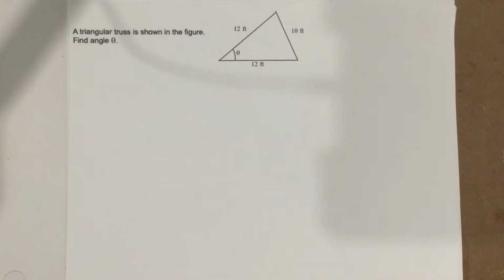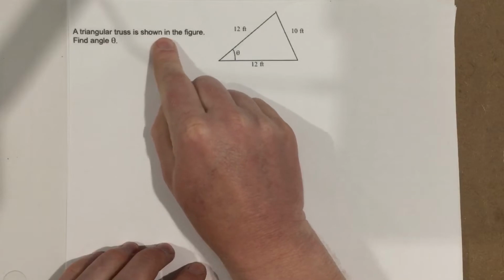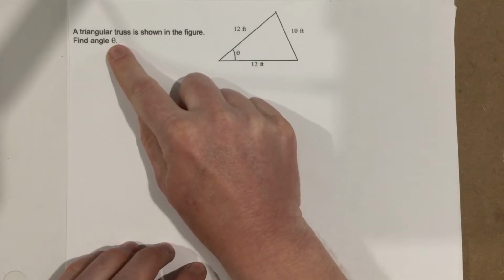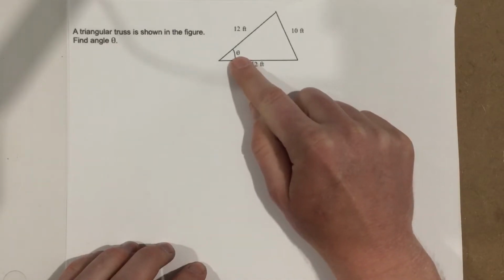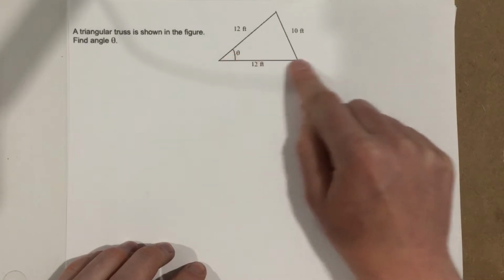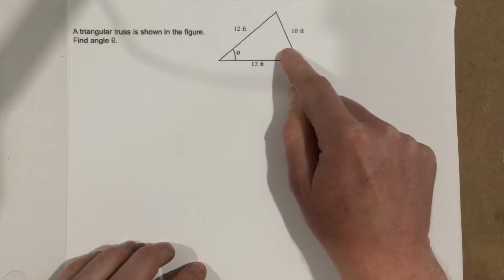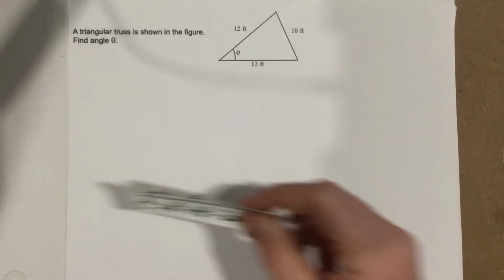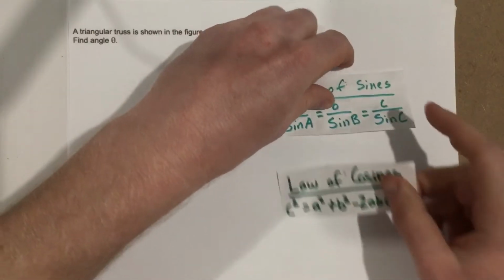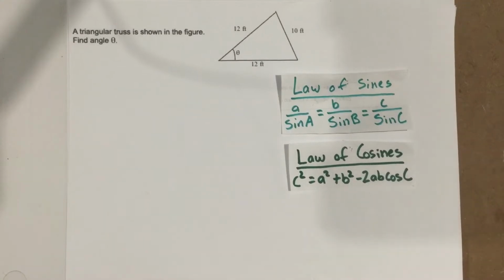This is problem number 3 for assessment number 8. It says a triangular truss is shown in the figure. Find angle theta. Well, in this problem, you can see we are given 3 side lengths and no angles. So our choices are law of sines and law of cosines. If they want us to find theta, which of these is going to work?